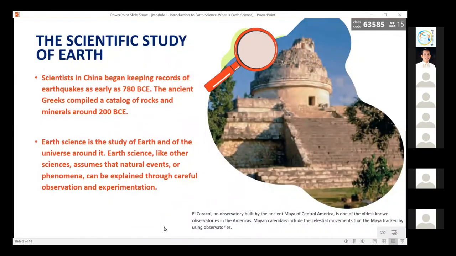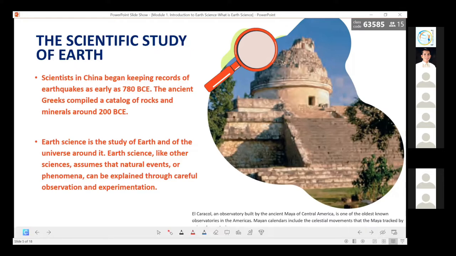Kung mapapansin, as I have made mention, these scientific discoveries were limited to observations. That's the reason why earth science is now considered as the study of the earth and of the universe around it. And earth science, like any other science, assumes that natural events or phenomena can be explained through careful observation and experimentation. Alam natin yan, that it is through observation and experiments that we were able to generate a new body of knowledge, new ideas generated from our observations.